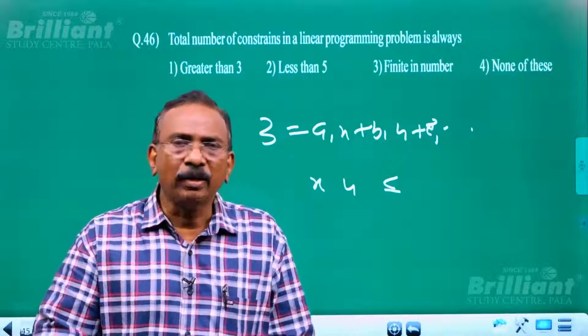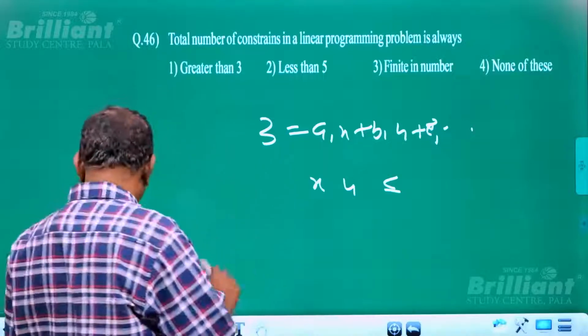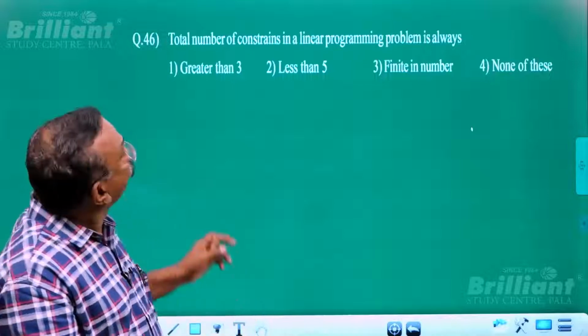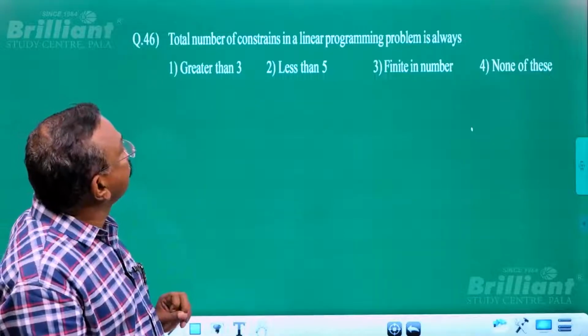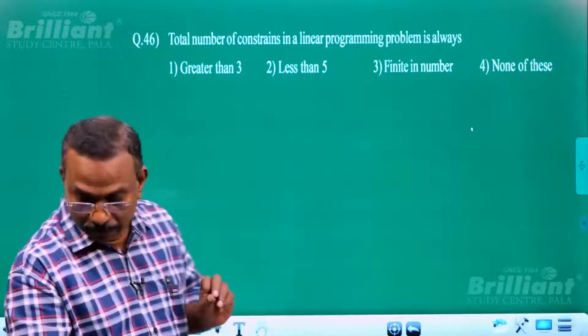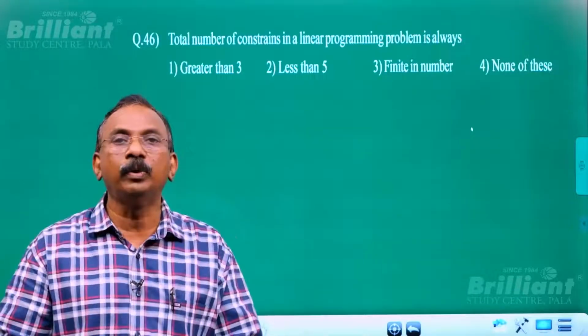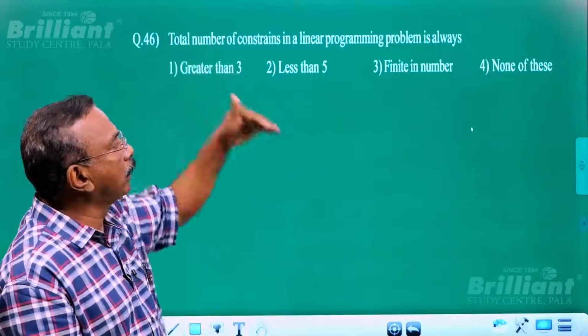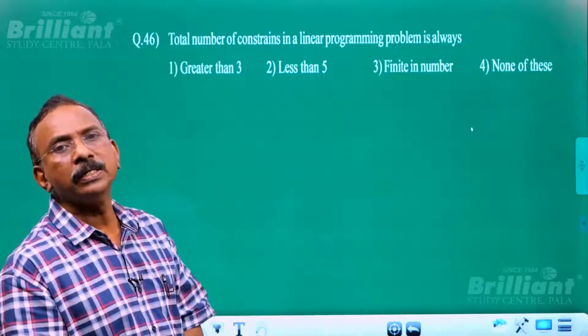So here we have some simple questions. Question number 46: the total number of constraints in a linear programming problem is always what? It is actually a finite number. Then only we are able to solve it. Not less than or more than. Some finite number of equations should be given. Then the correct answer is there.